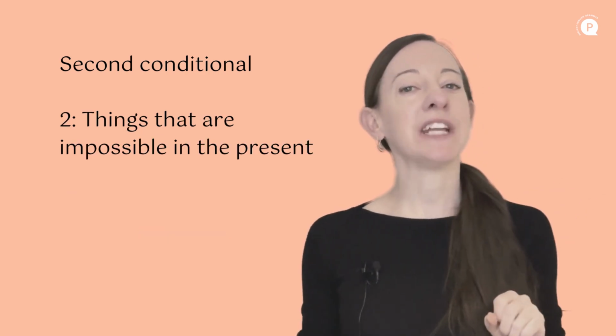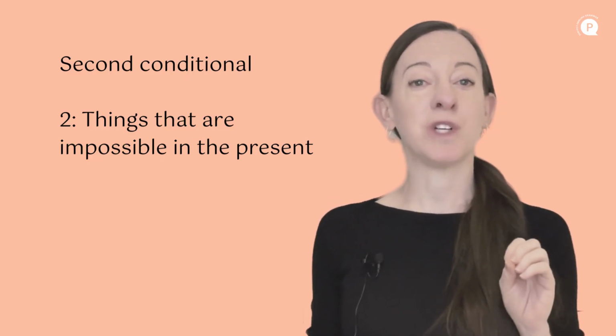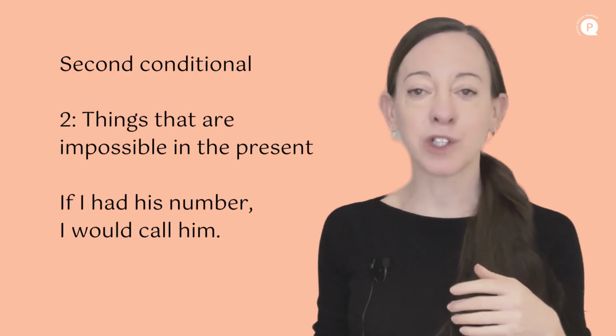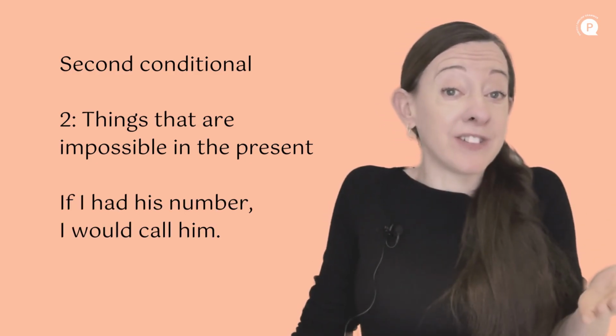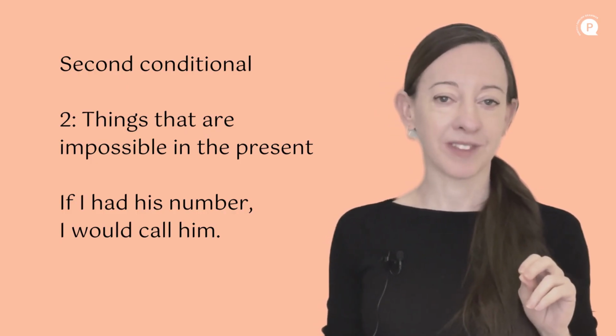Second, we can use the second conditional to talk about something in the present, which is impossible. If I had his number, I would call him, but I don't have his number, so it's not possible for me to call him. The verb be is a little bit strange in the second conditional.